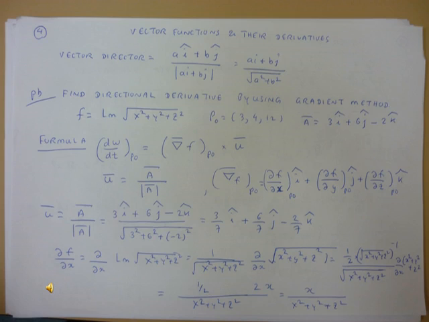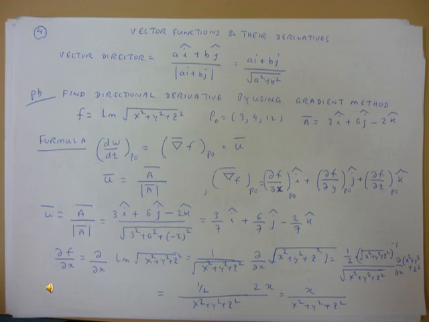In the problem, find the directional derivative by using the gradient method. In this case, f is equal to ln of square root of x squared plus y squared plus z squared, P0 is (3, 4, 12), and the vector A equals 3i plus 6j minus 2k. So this is the function given.